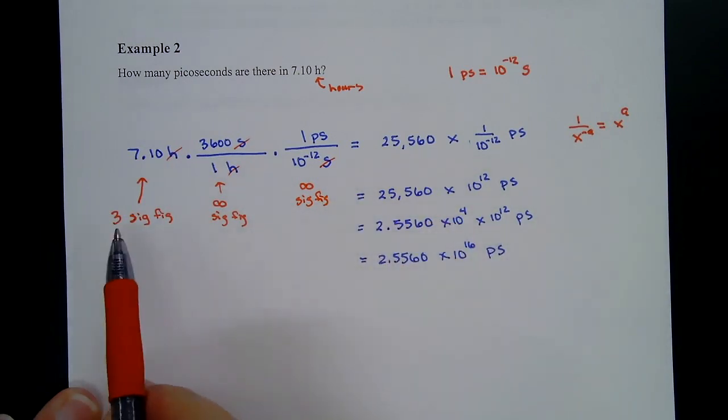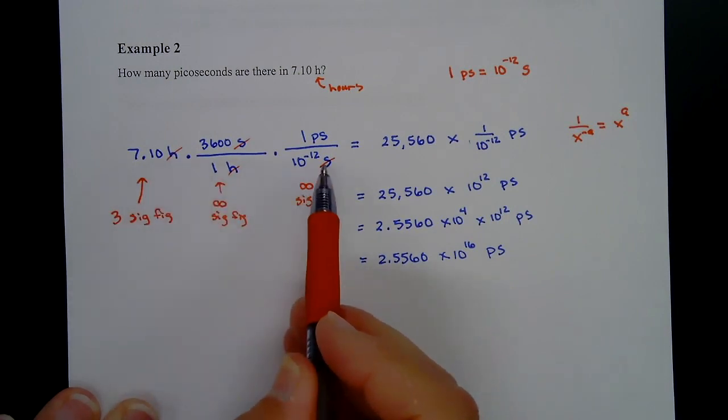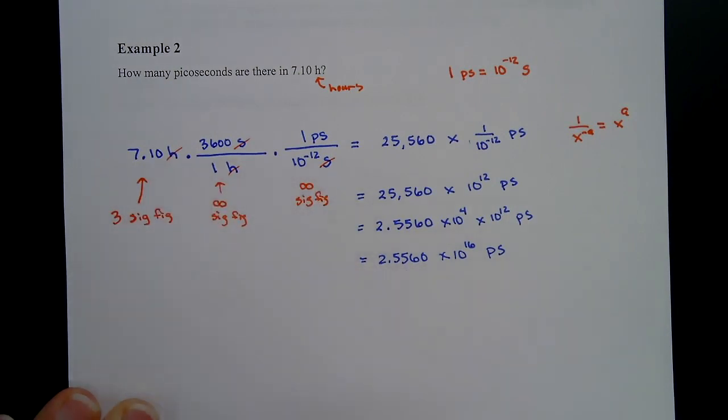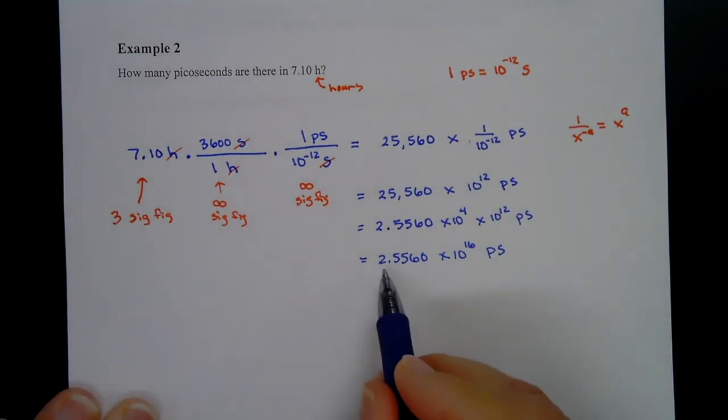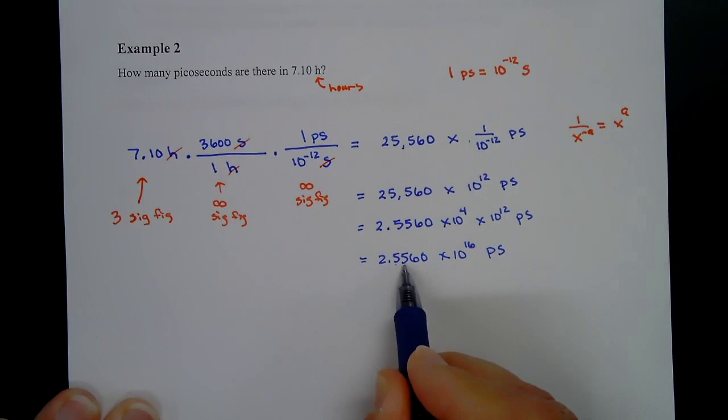Okay, so that means our answer can only be the least number, because all of this is multiplication and division. This answer right here can only be as accurate as 3 significant figures. So we can only use 3 significant figures. So that means here's our first significant figure, here's our second, here's our third. To write this with 3 significant figures, I'm going to need to round, and I look at the fourth one, that's a 6, which is going to cause this 5 to become 6.